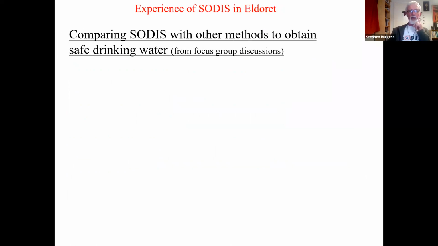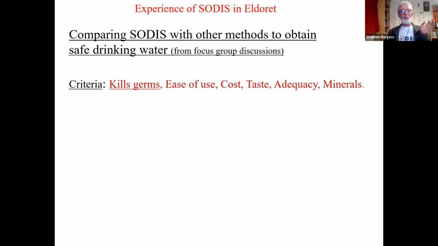We also, in our focus group discussions, asked them what they think about other methods of getting household water, and how they compare SODIS with other methods. Again, this is a very subjective thing. The criteria really was, does whatever method you use kill germs? That's the determining criteria. Other things that might be of importance to people are ease of use, cost, taste, adequacy, and the mineral content of the water. So when you do these focus group discussions, you rate and rank each of those criteria and see what comes out.